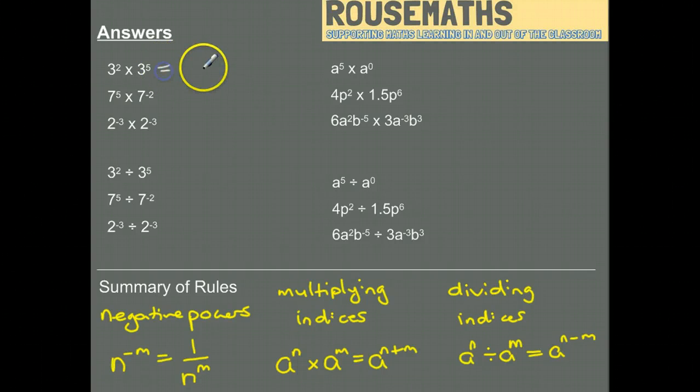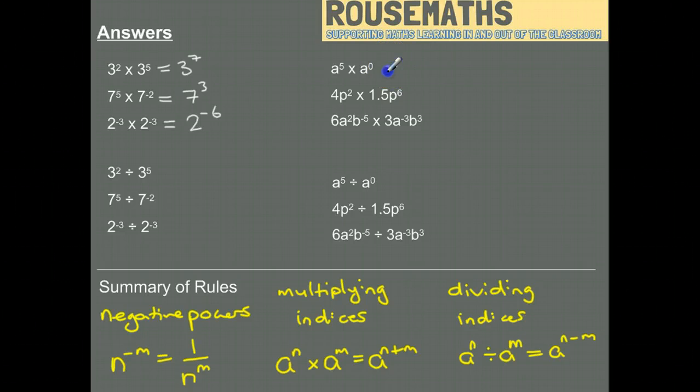Okay, so the first one is multiplying indices, so we're going to add the two powers together, and that gives us 3 to the power 7. For each of these, I'm just going to leave it as a simplified answer. I'm not going to give the numerical answer. Again, these are the multiplication ones, so we're going to add the powers together. 5 plus negative 2 is 3. For this one, we've got 2 to the power, we're going to add them together, so we end up with negative 6.